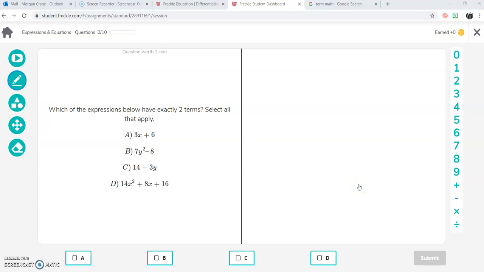Alright guys, so this is something we haven't necessarily got to, it's just something I want you to practice. So here is a couple of problems that you're going to see on your work today. So this first one asks which of the expressions.